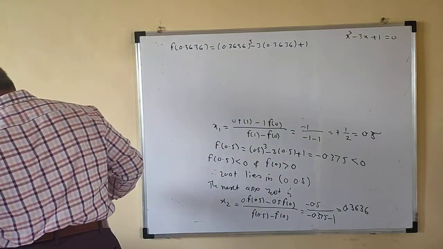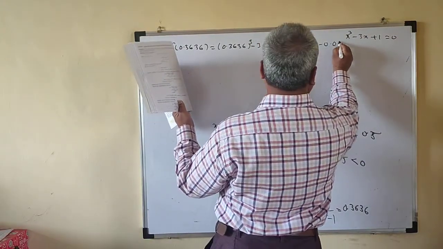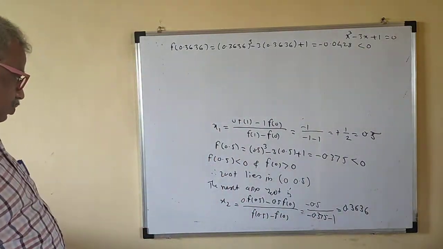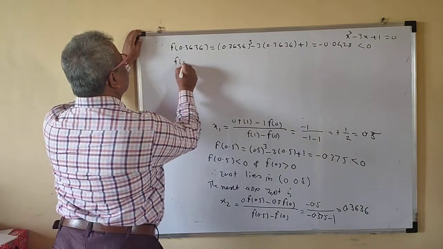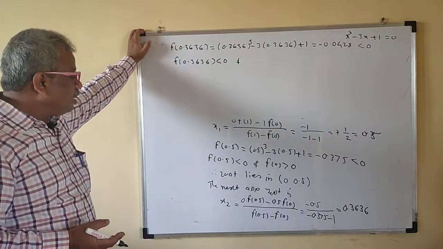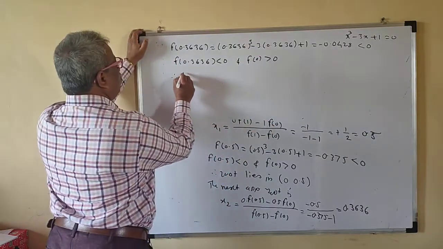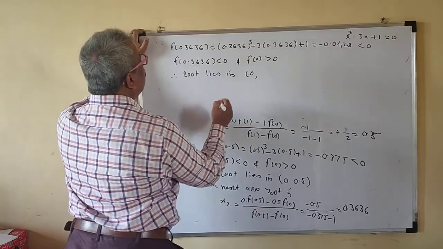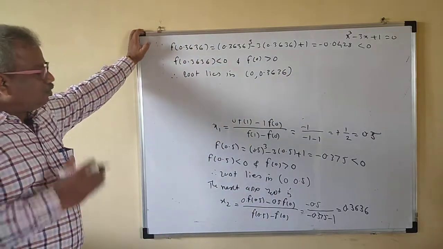So the value of this one is minus 0.428, and this is less than 0. So which was the previous one? 0.3636 is less than 0, and see the previous one, which was greater than 0. So f of 0 is greater than 0. Therefore the root lies in 0 and 0.3636. You are approaching 0.